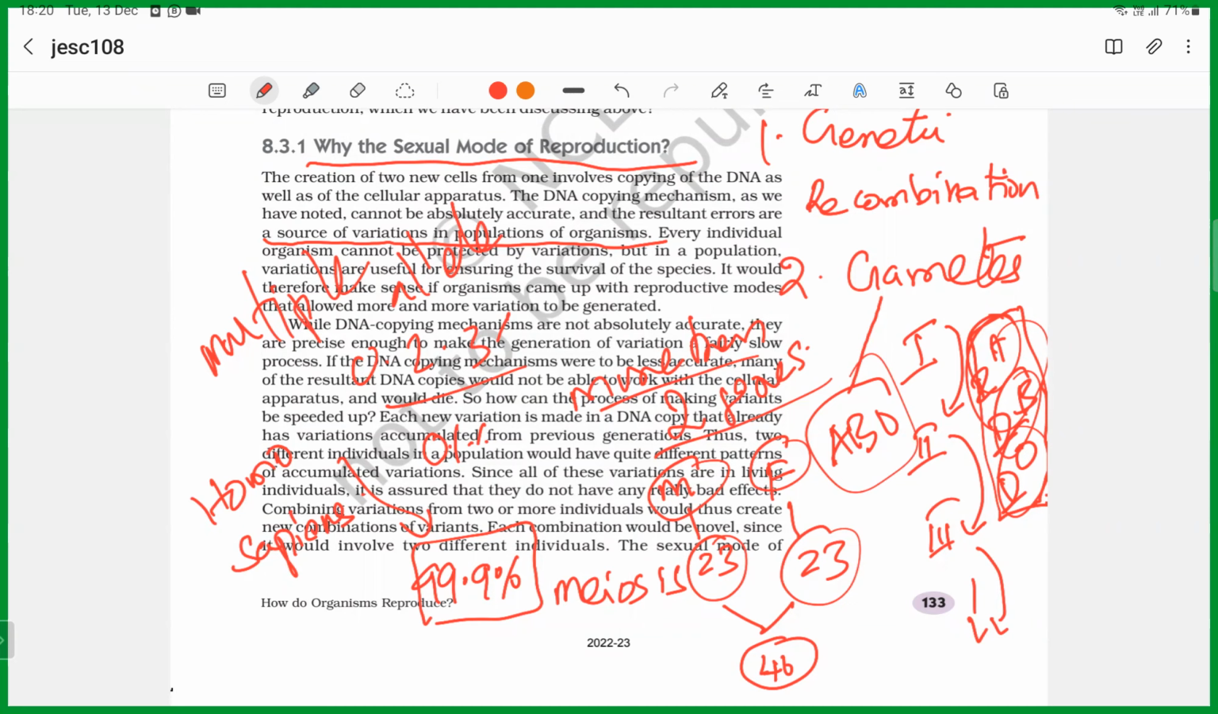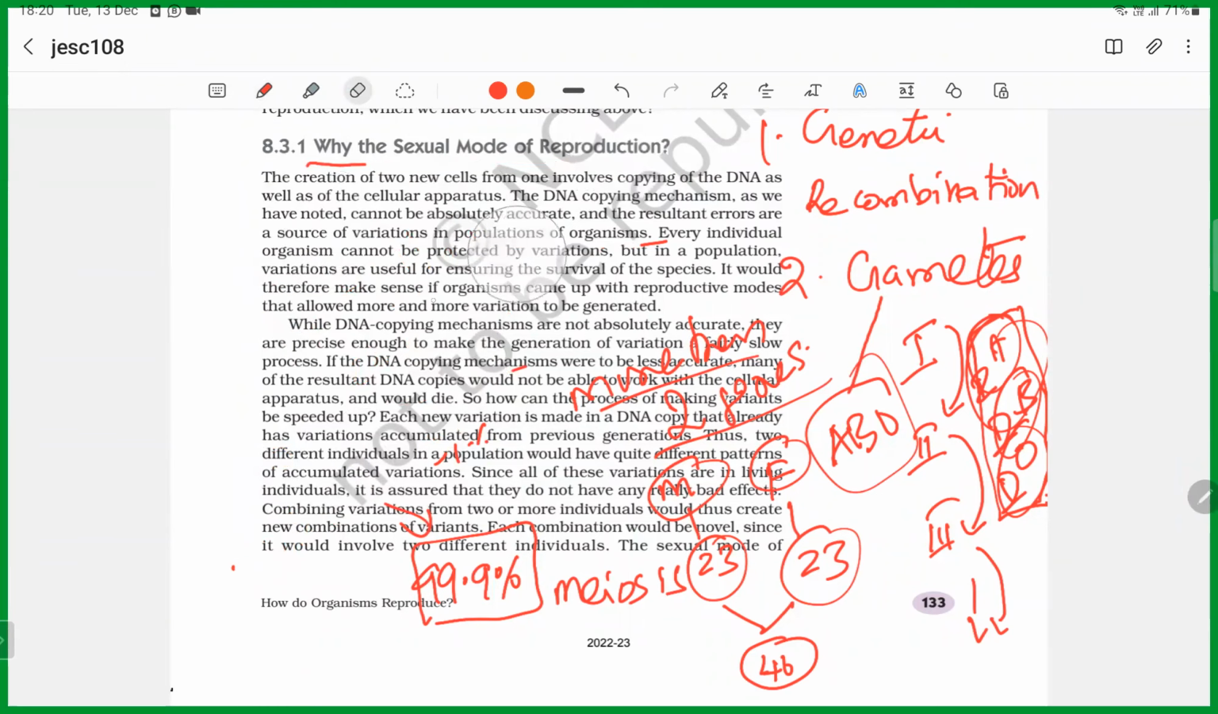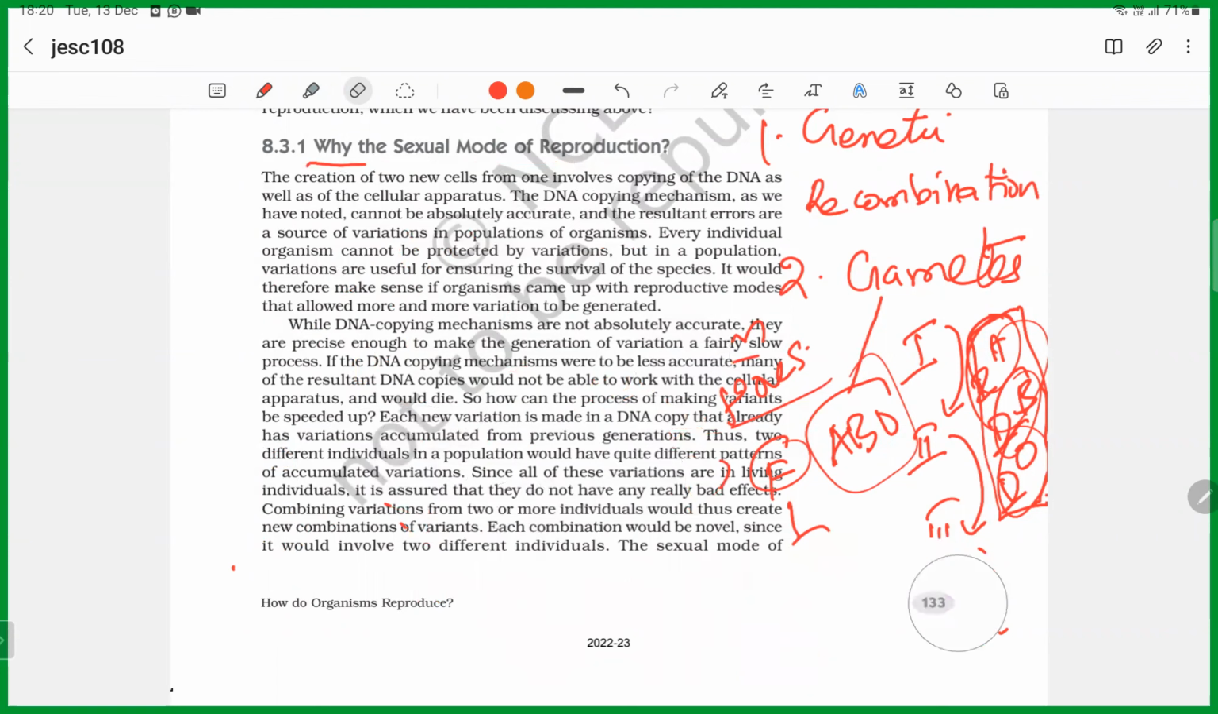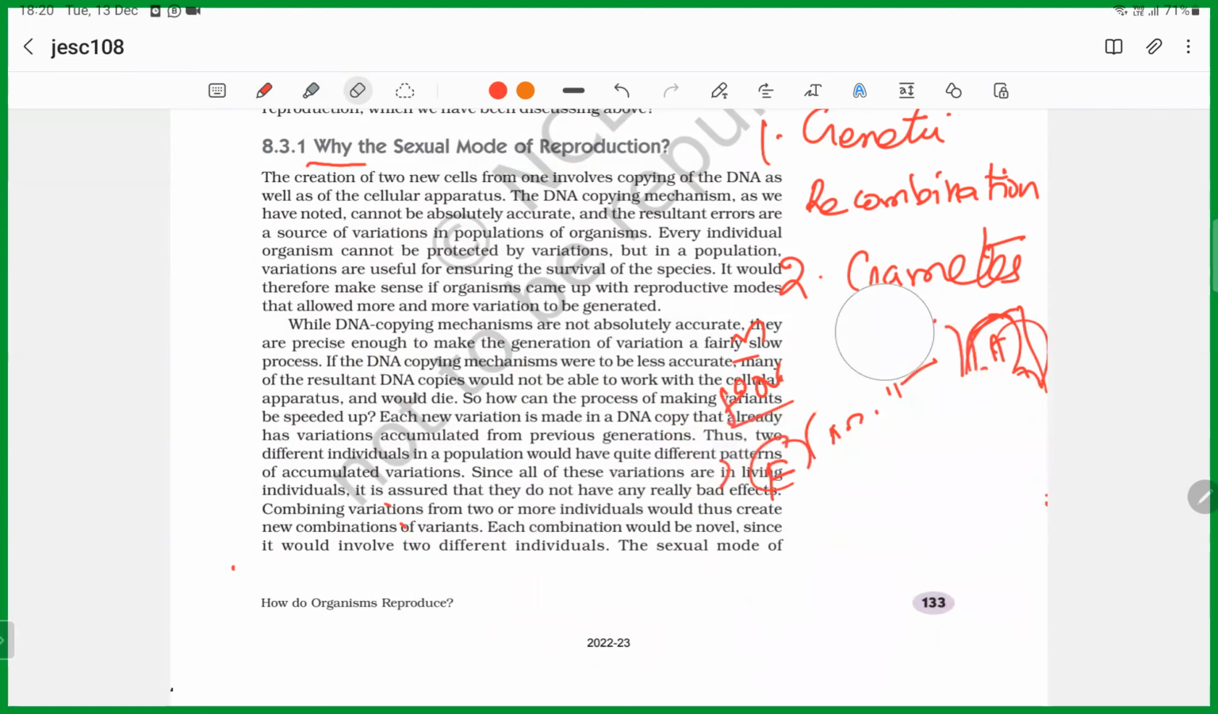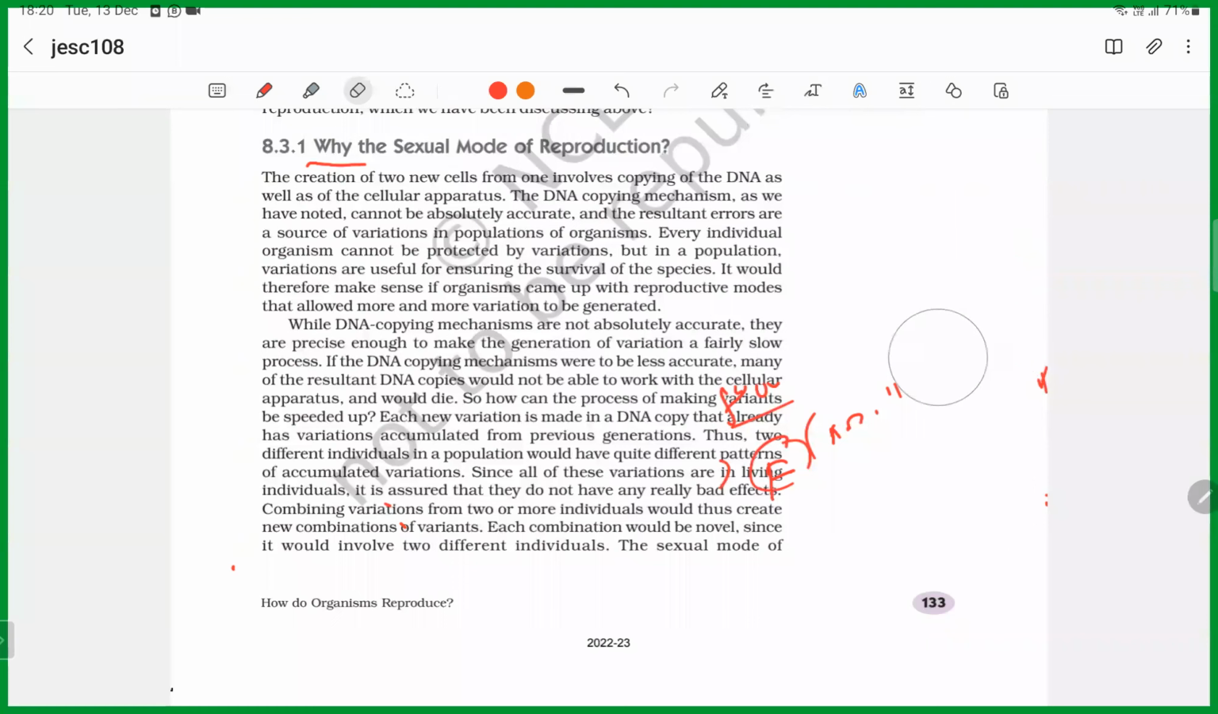All Homo sapiens are only 99.9% similar. Just the kind of genes which I have and which you have may be different. You get this point? Yes, sir. So in the sexual mode of reproduction, though there is variation, what I'm trying to say is that genetic level integrity is maintained. That's a very, very important thing.